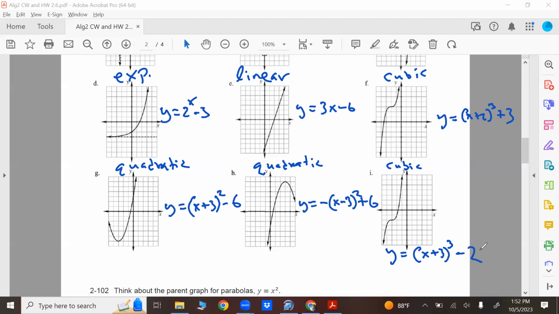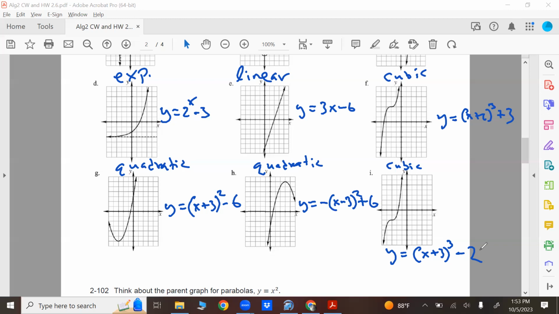Okay, you guys wish for the answers, because we gotta keep moving. Let me unfreeze my screen. Here we go. So just to recap, D is exponential, E is linear, F is cubic, G is quadratic, H is quadratic, I is back to cubic.